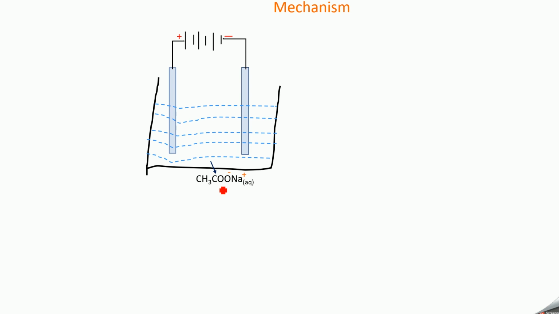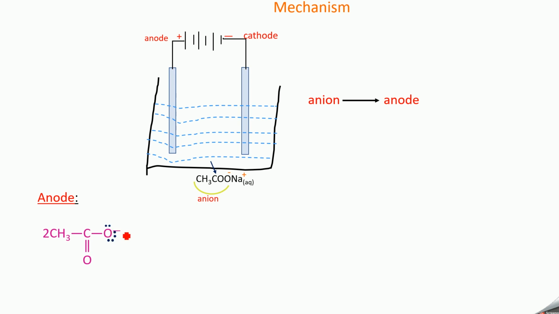Here you have CH3COO minus and Na plus, an anion and a cation. Now this one is the anode and this is the cathode. The anion will move towards the anode. That means this CH3COO minus, which acts as an anion, will move towards the anode. At the anode, you have CH3COO minus, 2 molecules. Now this oxygen has 6 electrons. Since it is negatively charged, it has 1 odd electron. Now this bond is nothing but a pair of electrons.